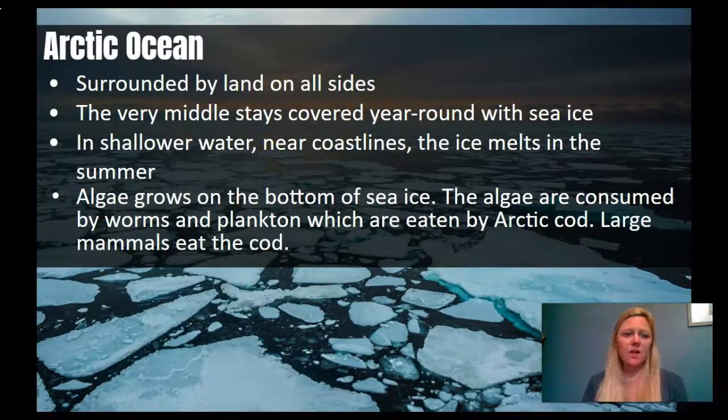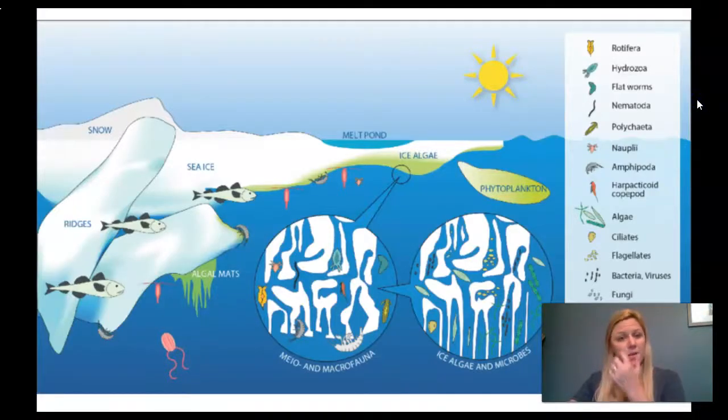And in the wintertime, the entire thing is covered in ice, but in the summertime, that ice melts back, and along the edges of the continents, there is no ice, but the ice in the middle stays there all year long. One of the big components of a food web in the Arctic Ocean is ice algae. Ice algae is something that grows along the bottom of the ice, okay?